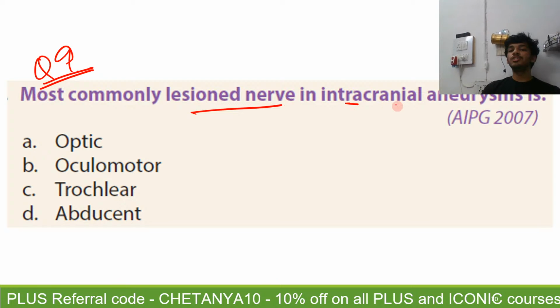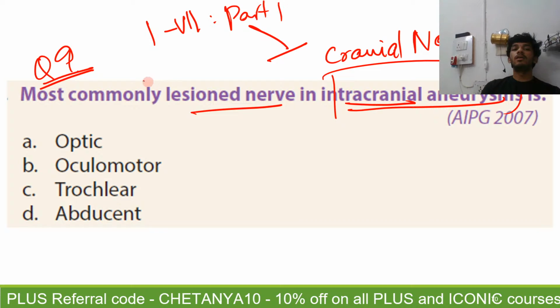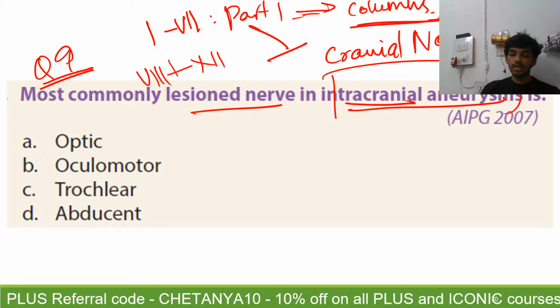Most commonly lesioned nerve in intracranial aneurysm. You can answer this based on our cranial nerves class also. I had a class on cranial nerves where I took two classes. Cranial nerves 1 to 7 were in part 1, and cranial nerves 8 to 12 were in part 2, and part 1 also had all of these columns, special visceral efferent, general visceral efferent. So that is also another high yield class.